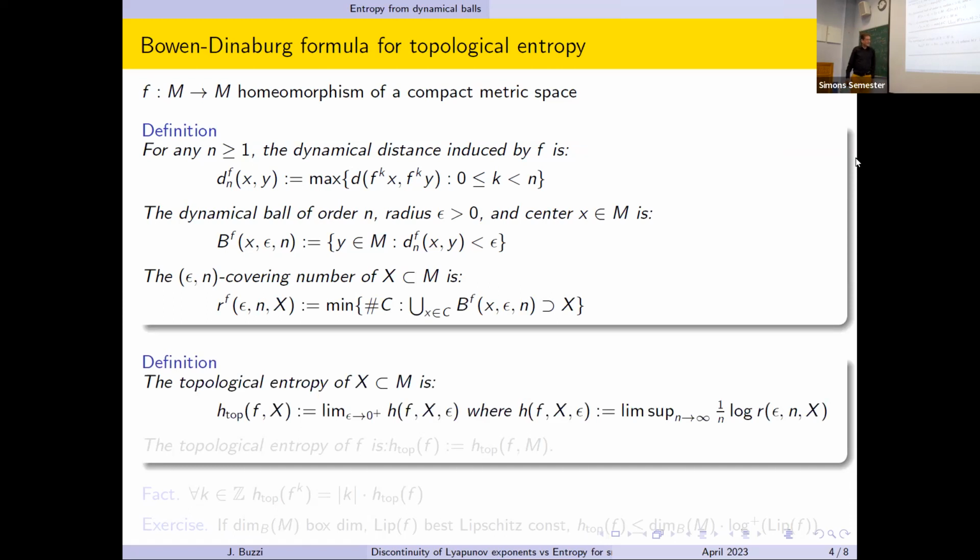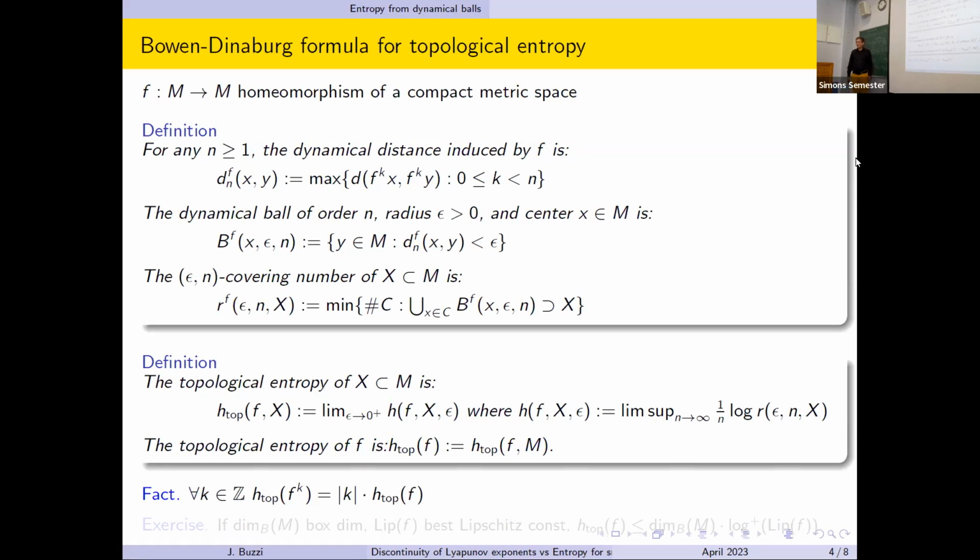Now if you have a subset, not necessarily invariant, you define its topological entropy by first fixing a scale epsilon. For this scale epsilon, you measure the exponential growth rate of these covering numbers. And then you let the scale go to zero. That's for an arbitrary subset. The topological entropy of the map, by definition, is when you cover everything. You take X equal to the whole space, and you count in some sense all the orbits according to this. Any question?